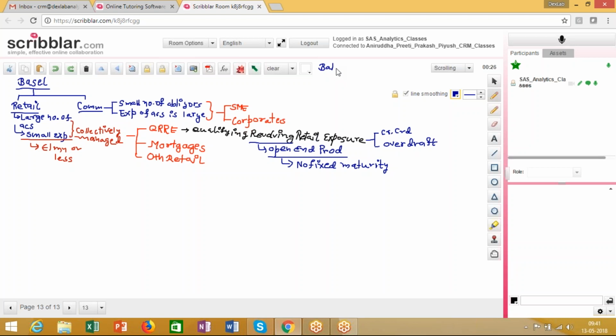So the balance is the used part of the limit, or the drawn balance. Every credit card comes with a limit variable, right? So every balance is a part of a limit.